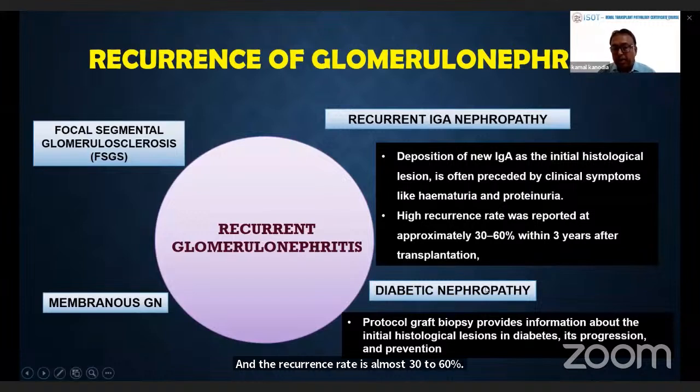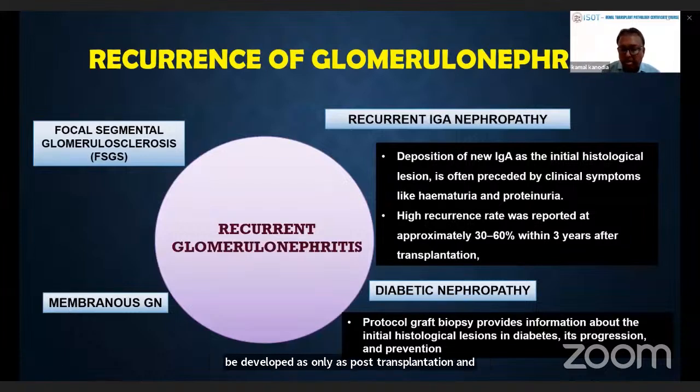Diabetic nephropathy also recurs. Almost 5 to 10 years after transplantation, if protocol biopsies are taken, they give information about the initial histological lesions in diabetes, and its progression and prevention. So we can prevent diabetic nephropathy if we go for protocol biopsy early. Another lesion, FSGS, recurs very fast after transplantation. As we know, proteinuria can develop as early as post-transplantation. And membranous nephropathy again recurs very fast.